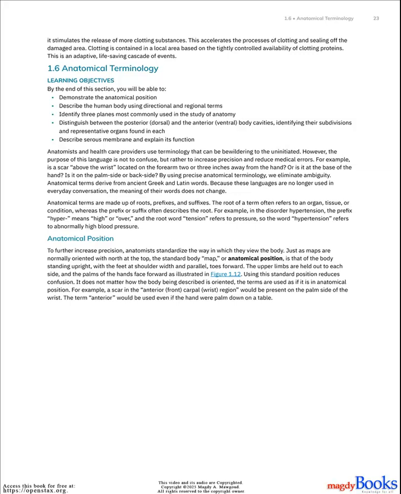Anatomical terms derive from ancient Greek and Latin words. Because these languages are no longer used in everyday conversation, the meaning of their words does not change. Anatomical terms are made up of roots, prefixes, and suffixes. The root of a term often refers to an organ, tissue, or condition, whereas the prefix or suffix often describes the root. For example, in the disorder hypertension, the prefix hyper means high or over, and the root word tension refers to pressure, so the word hypertension refers to abnormally high blood pressure.